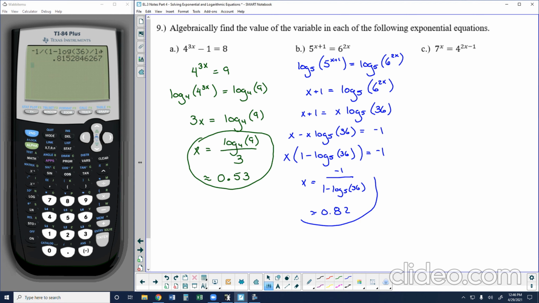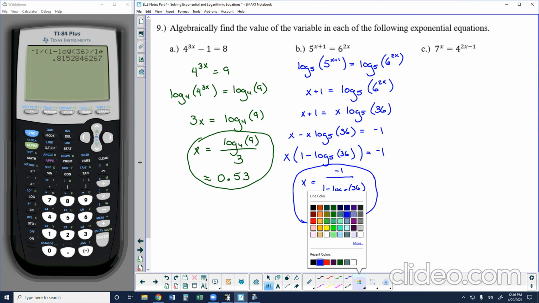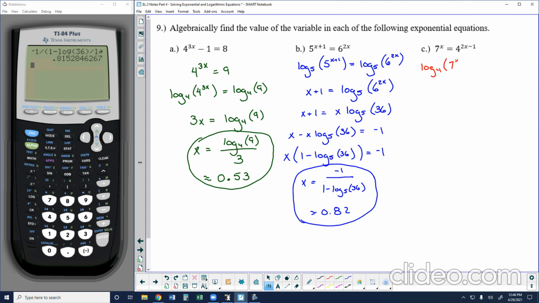Let's try that again. So we see that same situation here in C. So in C, I'm going to go ahead and take the log base 4 of both sides to eliminate at least one of my exponential expressions. In doing so, I create 2x minus 1 on the right side of the equation. I'm also going to use the power rule for logarithms to get x out of the exponent and now as a coefficient of log base 4 of 7.